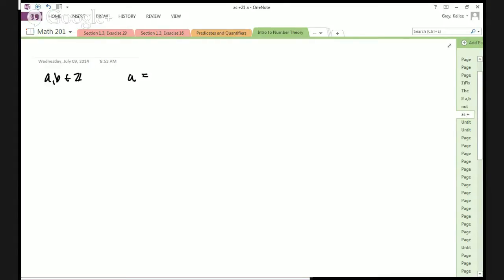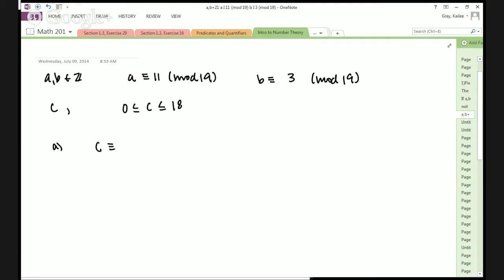I know a is congruent to 11 mod 19, and I'm given that b is congruent to 3 mod 19. Okay, I want to find an integer c that is between 0 and 18, such that it satisfies a specific congruence. So I want c to be congruent to 13 times a mod 19. Okay. And to do this, we're going to have to know a few things about combining congruences.